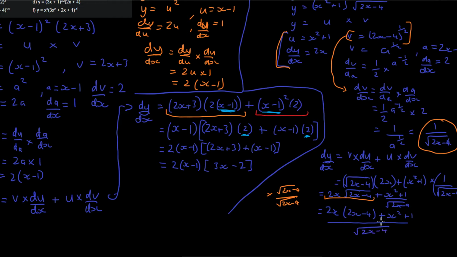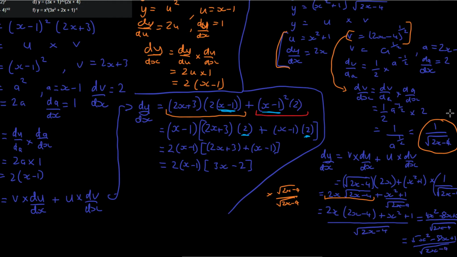So we're almost done here. Let's expand the brackets and simplify it. So we'll have 4x squared minus 8x plus x squared plus 1 all over the square root of 2x minus 4. We're almost done. Okay, we can gather up the like terms here. So finally, this will be 5x squared minus 8x plus 1 all over the square root of 2x minus 4.